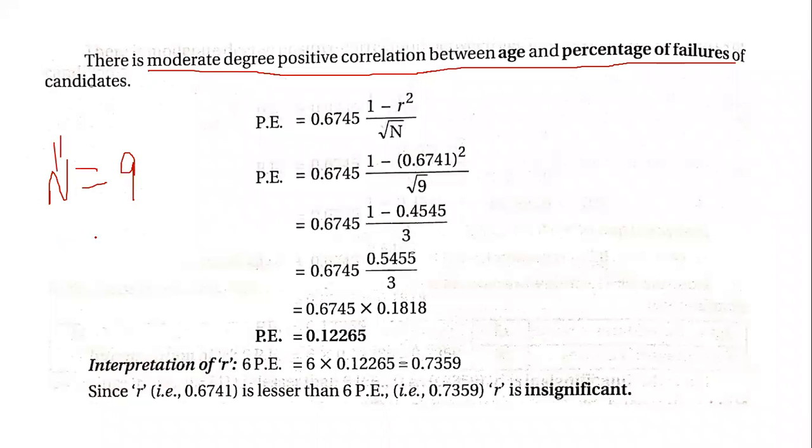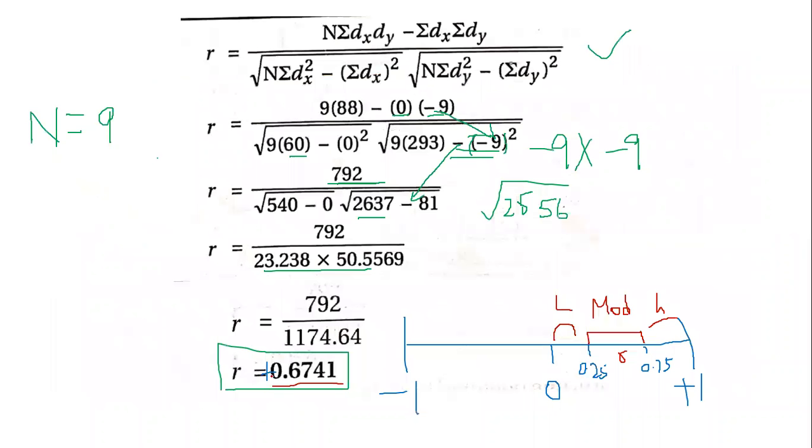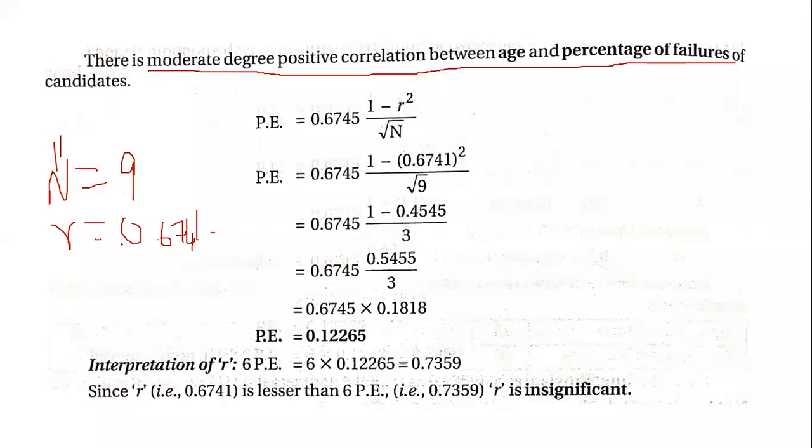And R, we just found out to be 0.6741. Let's just see the previous slide, 0.6741. So we have got these values. Now, let us put both of these values into the probable error formula. So the probable error is equal to 0.6745 into 1 minus R square, so the whole square you have to do, divided by square root of 9.